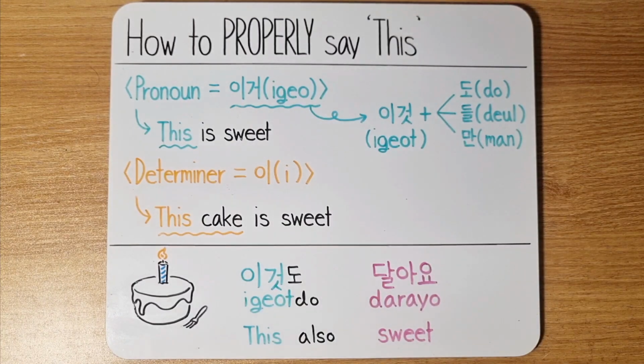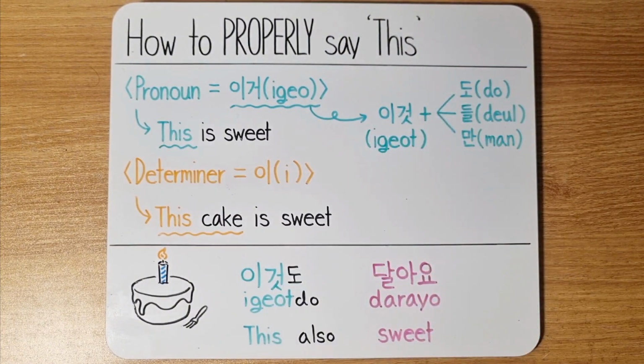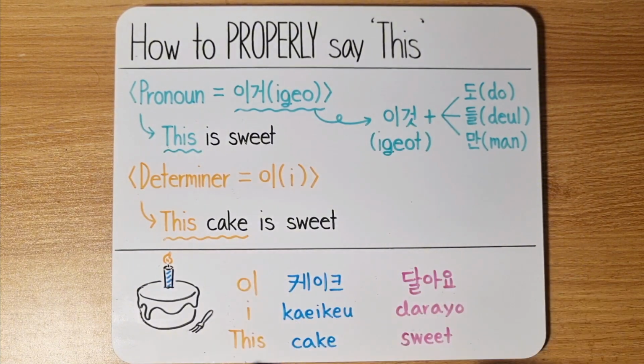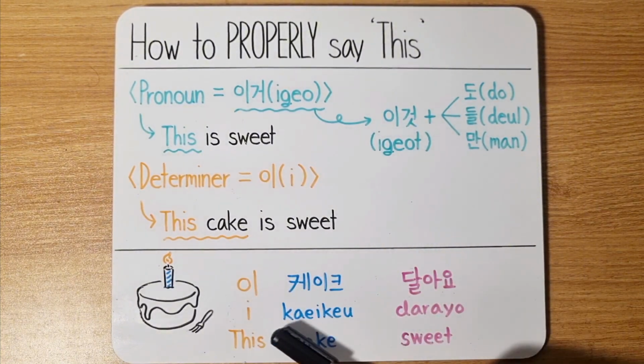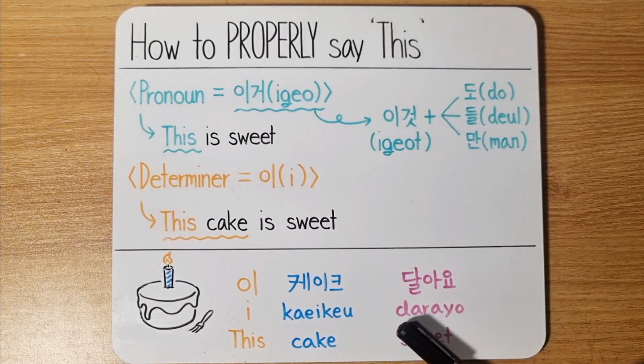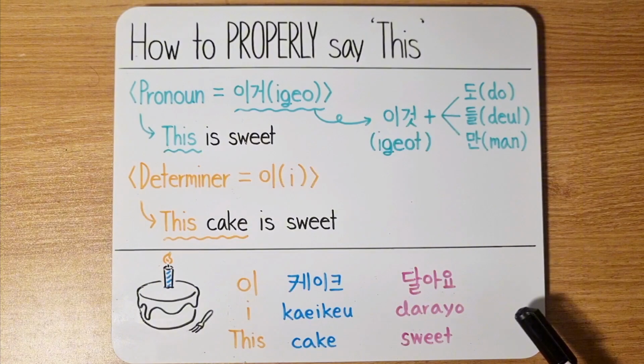So if I were to change the sentence from this is sweet into this cake is sweet, then the Korean sentence will look something like this. 이, this in orange, 케이크, cake in blue, 달아요, sweet in pink. So altogether, 이 케이크 달아요.